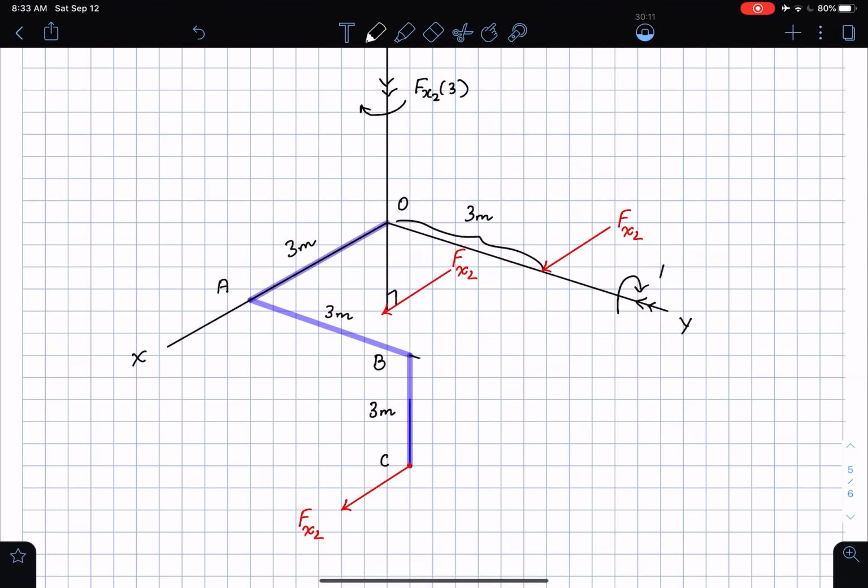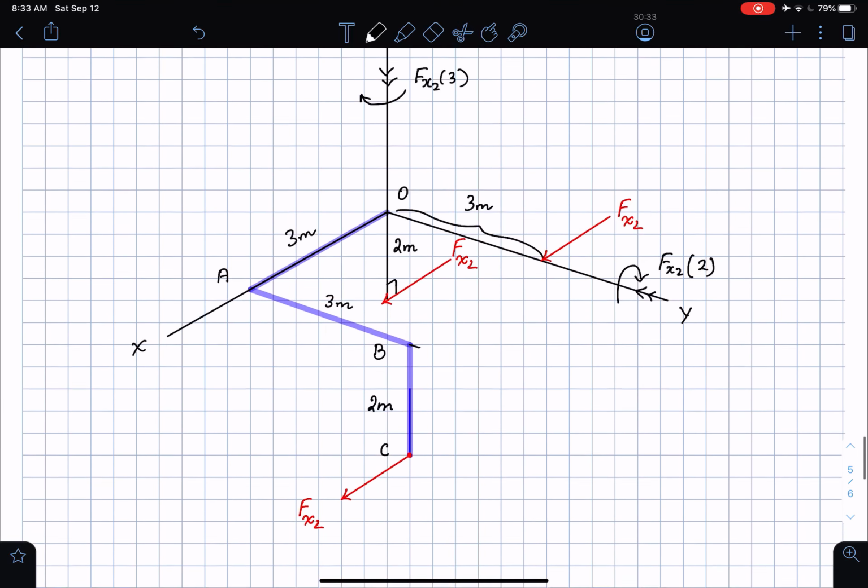So this is going to be Fx2 times a distance of 3 meters as well. Here, if I remember right, this was probably 2 meters. I apologize for this error. That is 2 meters, so this is a distance of 2 meters. So there's Fx2 times 2, so many Newton meters. That's the direction of the moment.